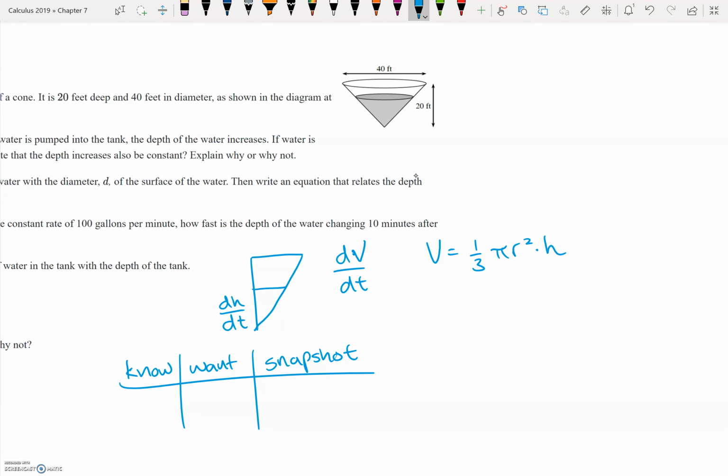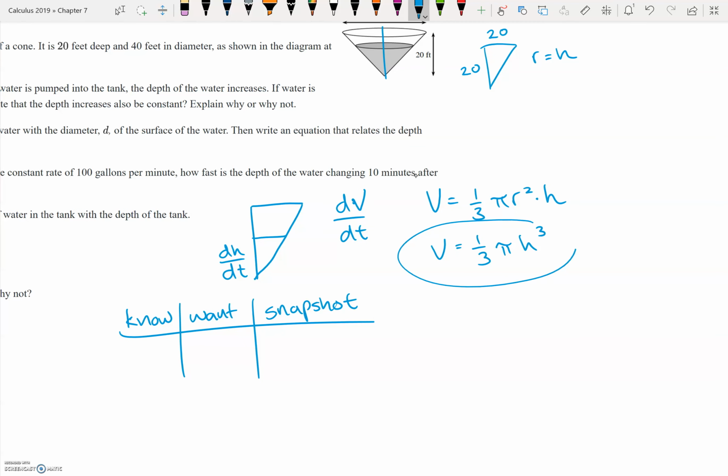So how can we look at our original problem looking at 40 and 20? Well, 40 is our diameter, so our radius is 20. And if we have a triangle where our 20 is here and our 20 is here, our radius is actually equal to our height, which means that I could simplify this problem. I don't want radius. I want this to say 1/3 pi h cubed, because this becomes h squared. So we end up getting 3 h's, which is h cubed.